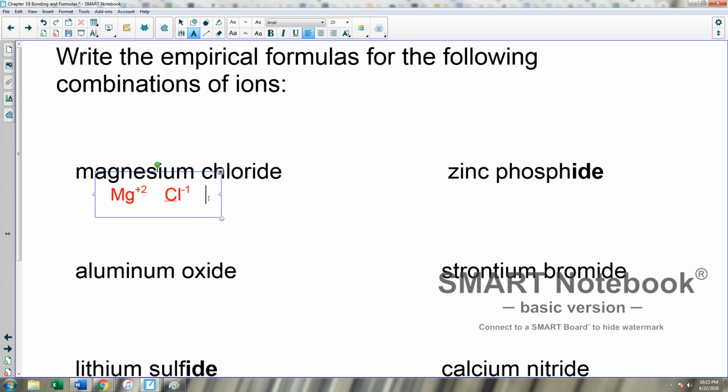Okay, so you go through and you think about, well, I'm going to need twice as many chloride ions to cancel out the magnesium. So this is going to be really similar to the example, but I know my formula's got to be MgCl, and I'm going to need 2 chlorides.